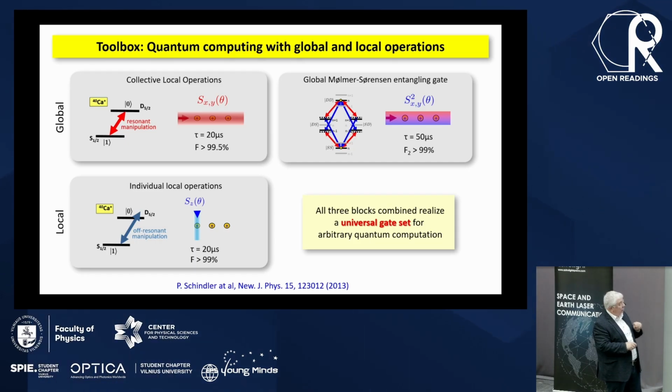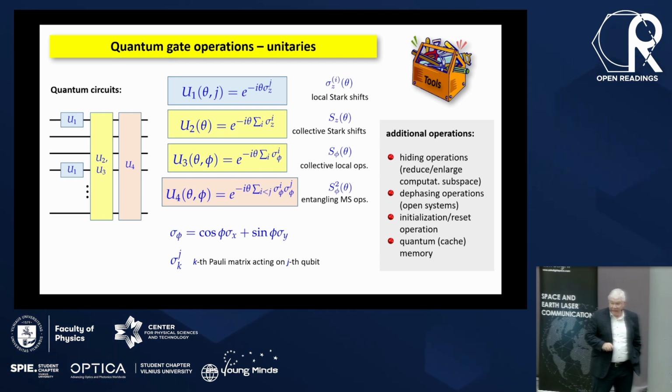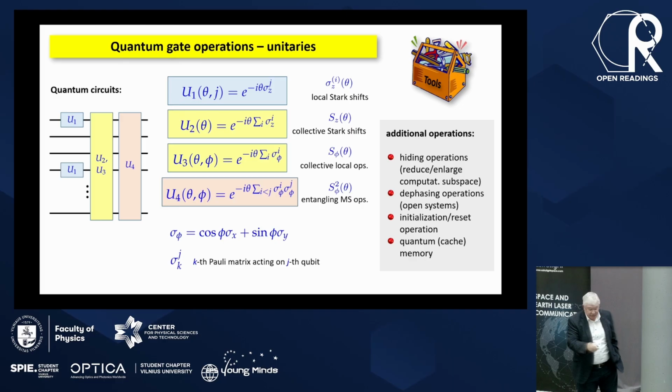And it was shown a long time ago that these 3 blocks combined realize the universal gate set for arbitrary quantum computations. Now, for those who are mathematically more inclined, here are the unitaries. I'm not going to refer to all the unitaries, just to let them know how they look. This would be a Stark shift, so it's the sigma-z operation right here. And I will refer to these circuits later on only by the color-coded boxes in the qubit notation.